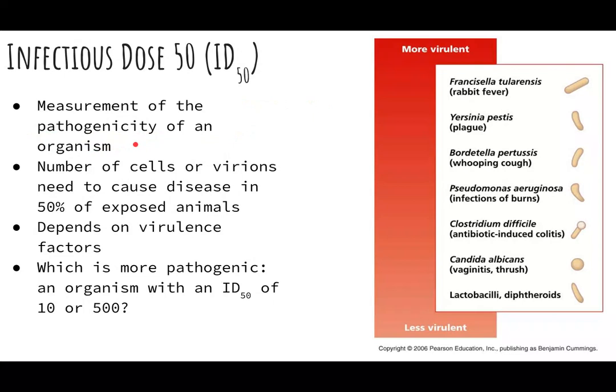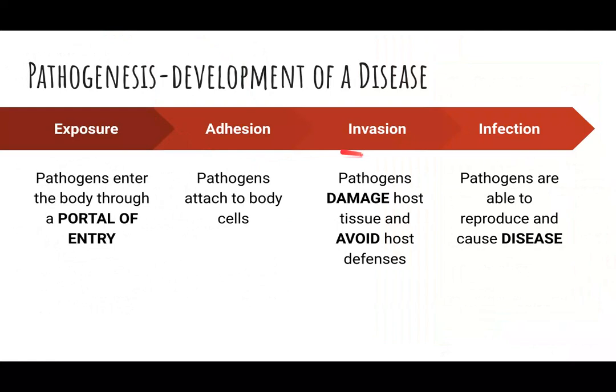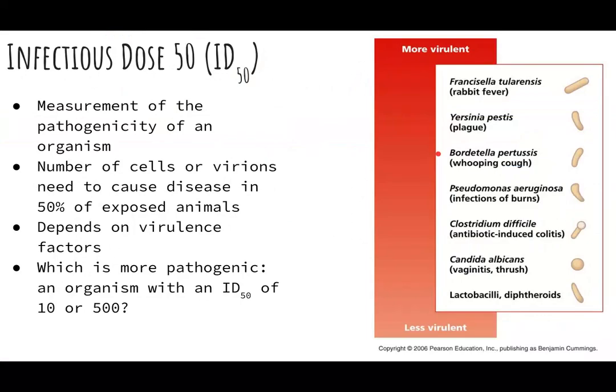And we measure that degree of pathogenicity through what we call the infectious dose 50 or ID50. This is essentially just a measure of the number of cells or virions, remember those are individual viral particles, that are needed to cause disease in 50% of animals that are exposed to that number of cells or virions. And the ID50 is going to depend on the virulence factors of those organisms. What do they have that allows them to adhere or invade, cause disease?